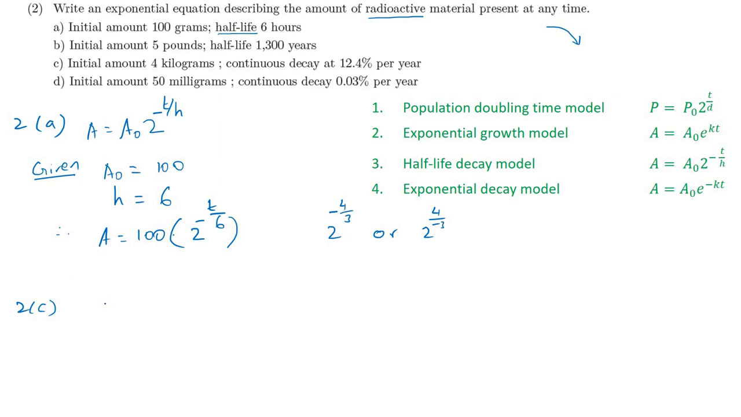So write the formula. A is equal to A naught e power minus KT. Given, what are all the things given? A naught is equal to the initial amount, 4 kilograms. Simply write 4. Continuous decay at this one. So it is nothing but K value. This is rate.